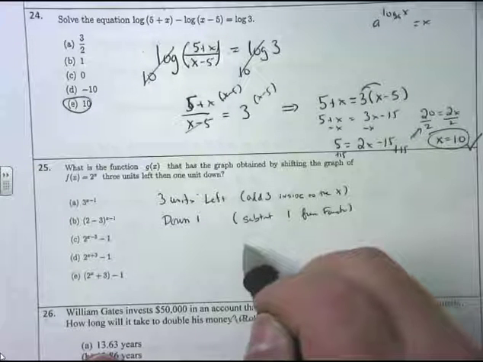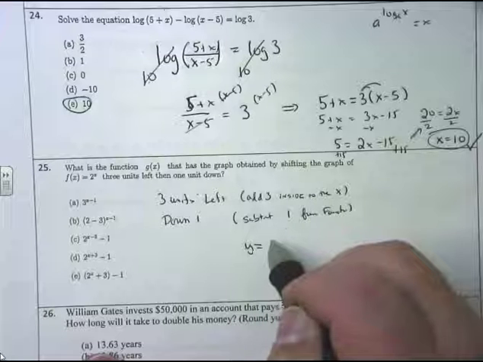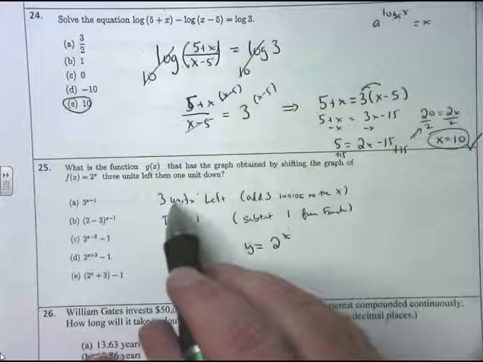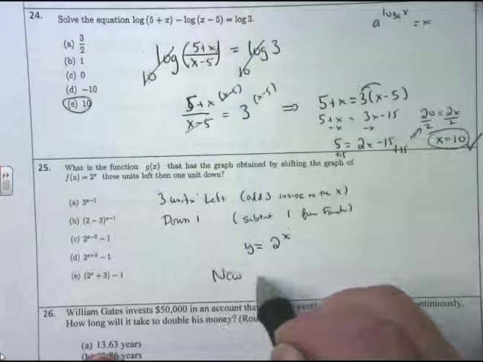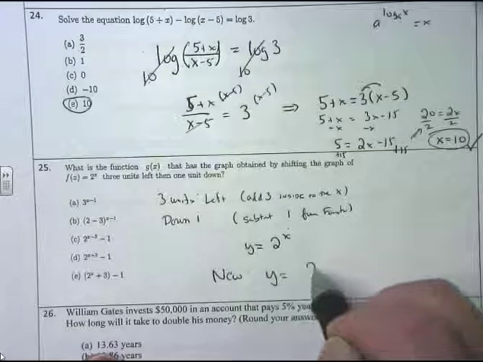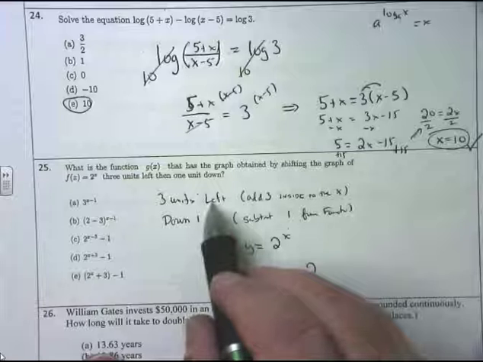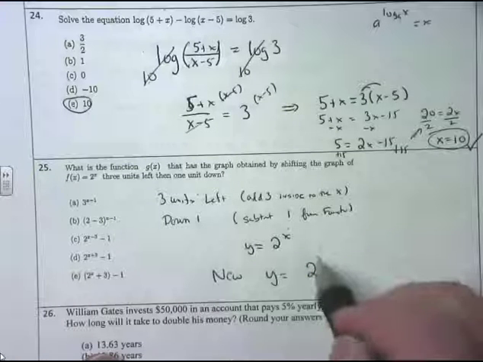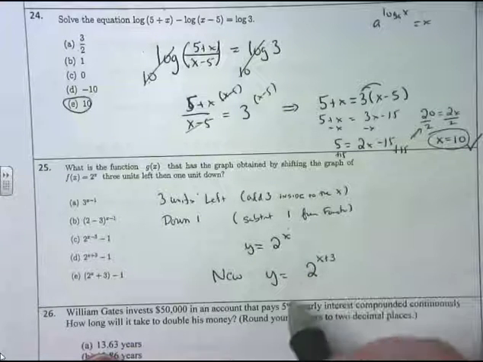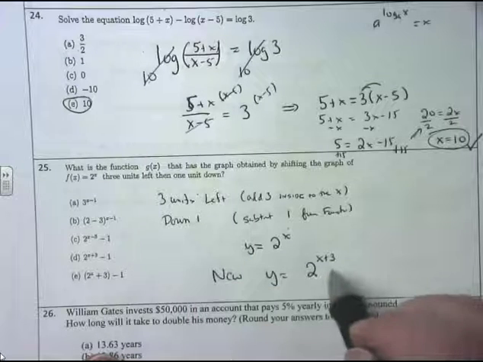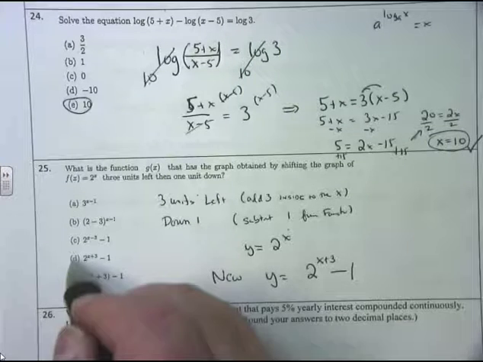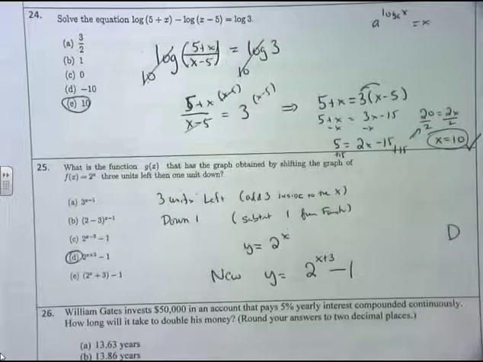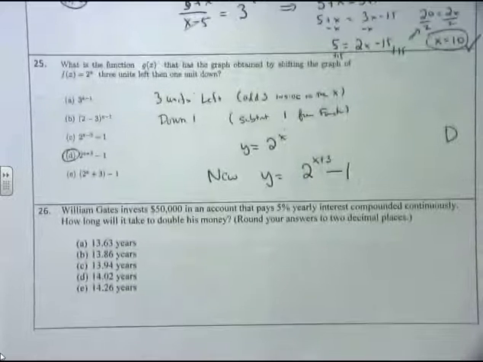So I've got y, or f of x, equals 2 raised to the x, so I'm going to go 3 units left. So my new function would be y is equal to 2 raised to the, if I want to go left 3 units, it means I'm going to add 3 to the x's. And if I want to shift them down, I'm going to subtract 1 from the entire function. I'm going to move the whole function down. So my answer is D.